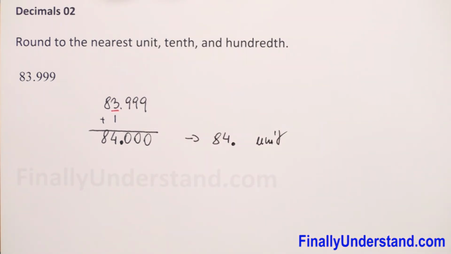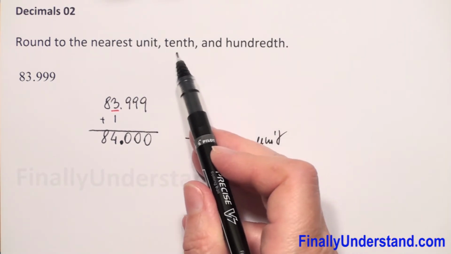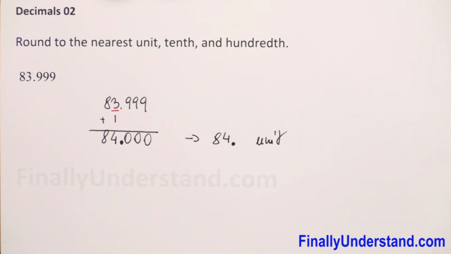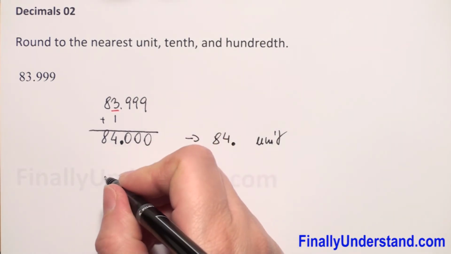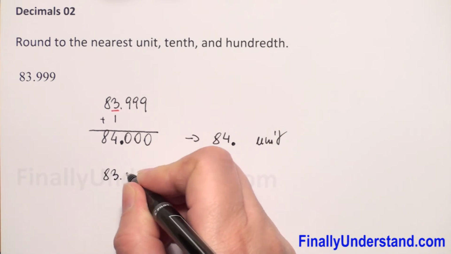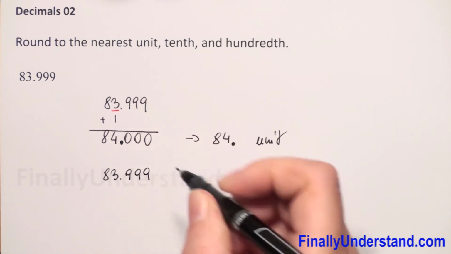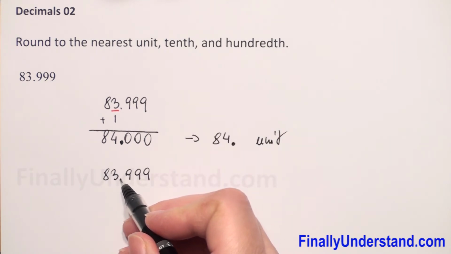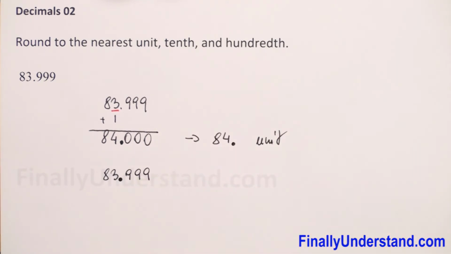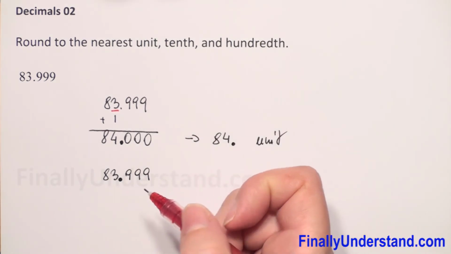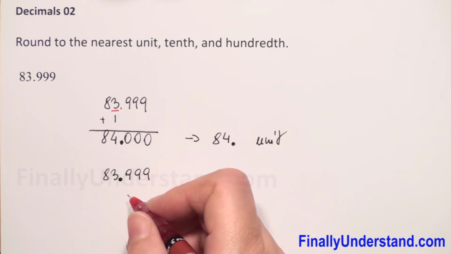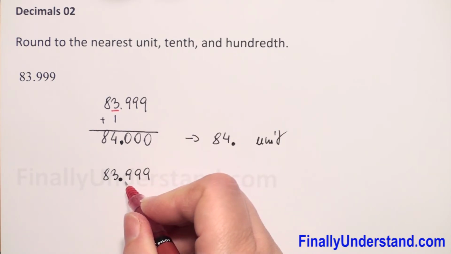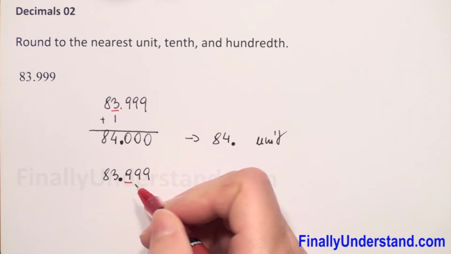Next, we have to round our number to the nearest tenth. So let me copy our number one more time. We have 83.999. Tenth is always the first digit after the decimal point. So first we have to underline the digit to which we have to round our number. So to tenth, so we underline 9.